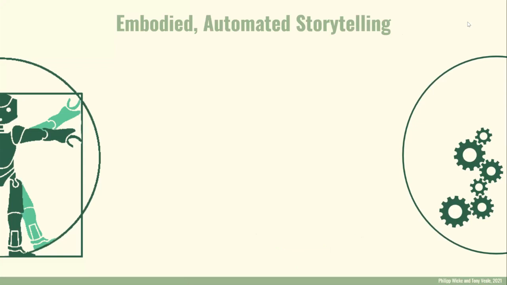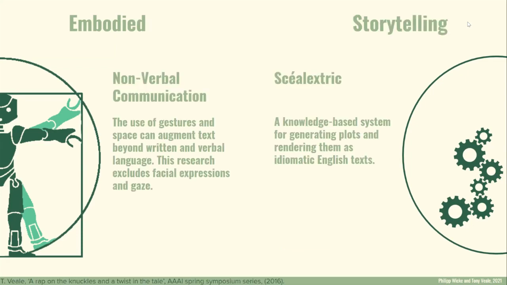Okay. Yes. So I will be talking about embodied automated storytelling. What that means, on one part, is the embodiment, which in the case of automated storytelling means we'll be using a robot to do the storytelling. And on the side of the storytelling, we'll be using a storytelling system developed mostly by my supervisor, the Scalextric storytelling system. So these are the two components that we're trying to connect.